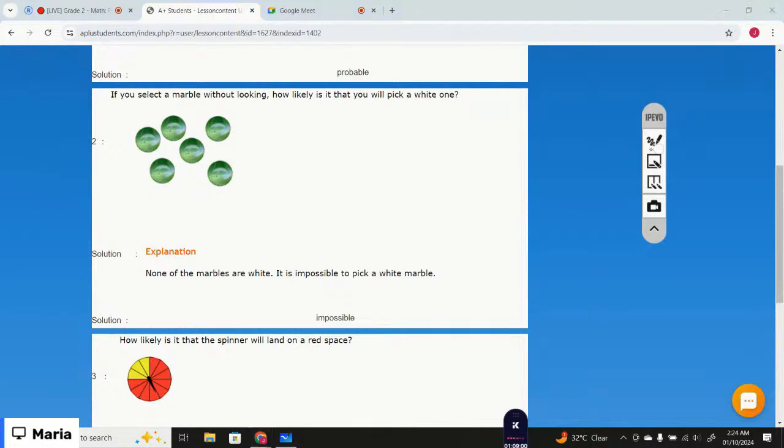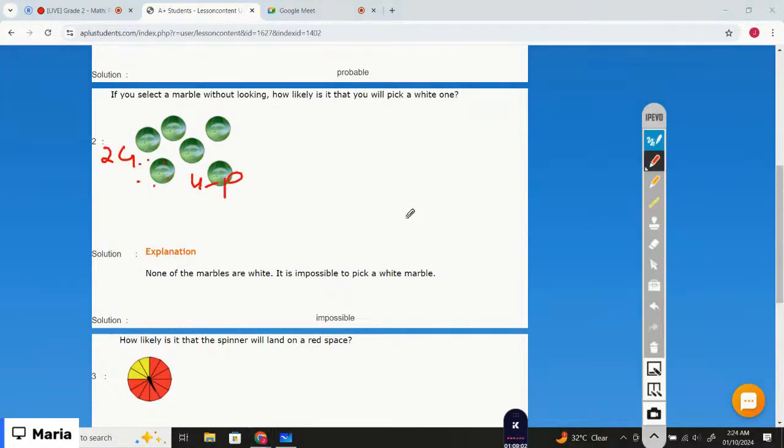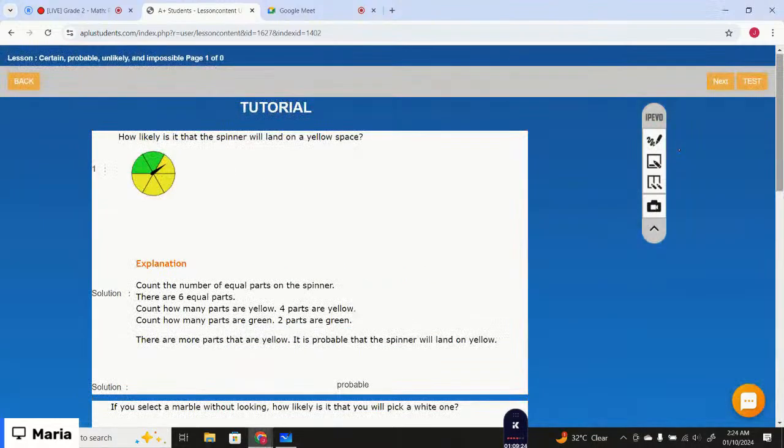If you select a marble without looking, how likely is that you will pick a white one? So just look at the marbles. You have one, two, three, four, five, six. Six marbles. They all are green. You don't have any white marble. So it is impossible to pick the white one. The correct option is impossible, right? Let's just start with the test questions.